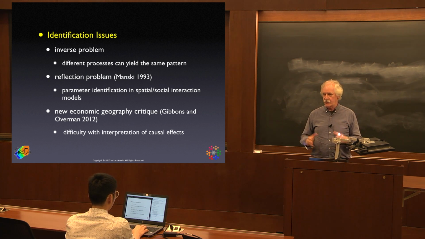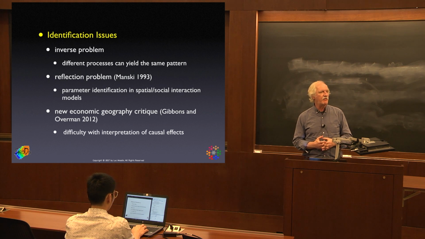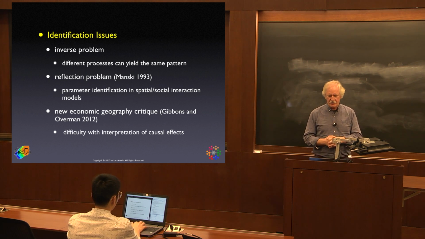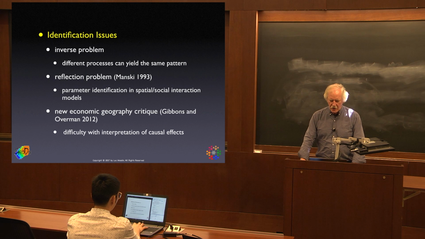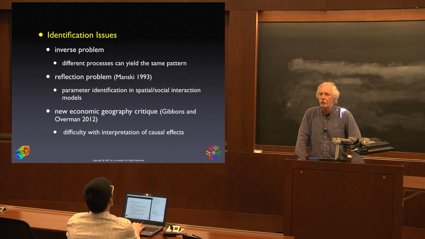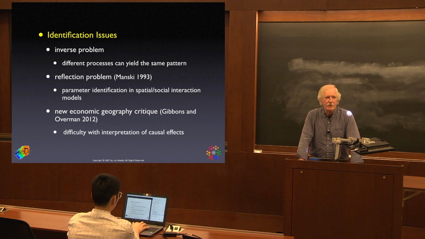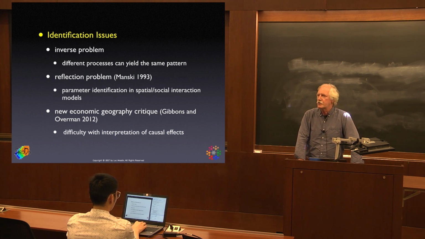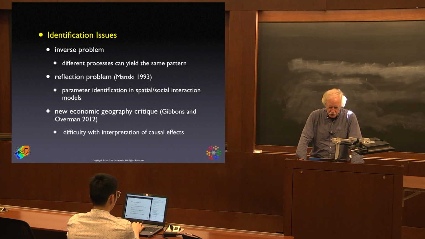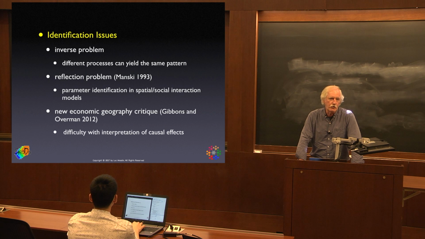More theory-based critiques. One is called the reflection problem, which is in this famous paper by Manski, and it has to do with which parameters can be identified in a spatial social interaction model, or more precisely, under what conditions can the parameters be identified in such models. And then, as I mentioned before, the new economic geography critique, which really has to do with causal effects.